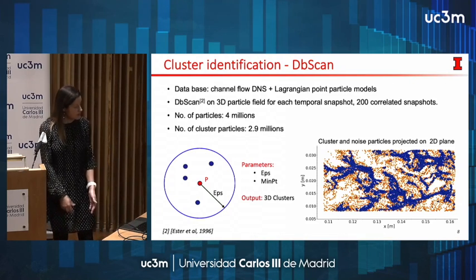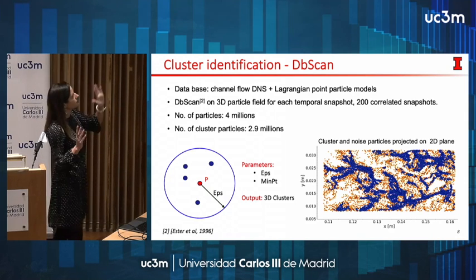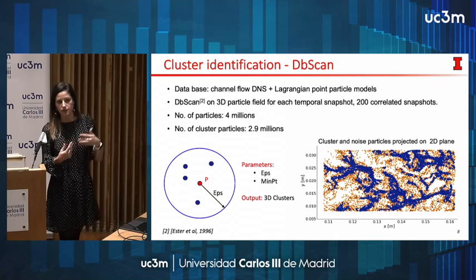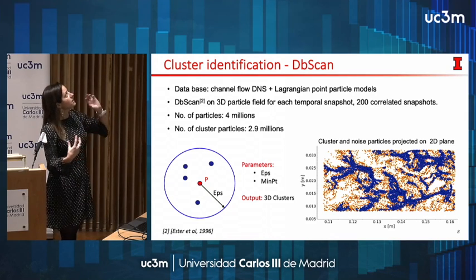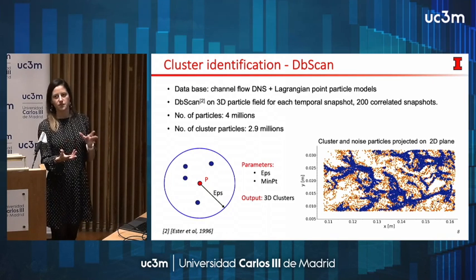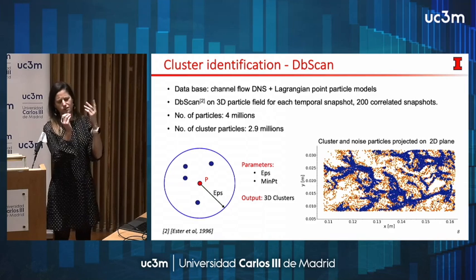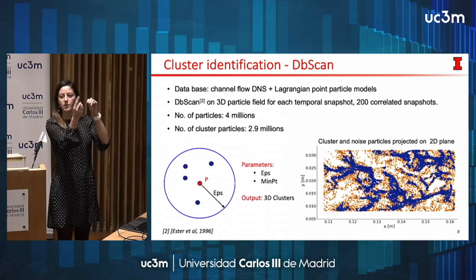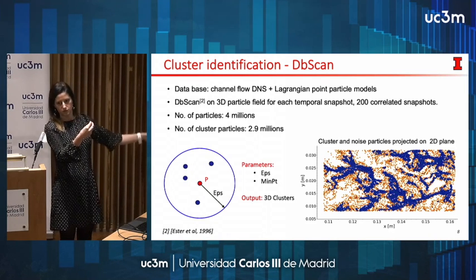So we went that route and we used a method called DBSCAN. I'm going to skip all the details here, we can discuss further. What we did was develop the method and apply DBSCAN to a large data set of DNS simulations with Lagrangian point particle models. So we have about 2,000 snapshots on a 3D domain. In total, per each snapshot, we have 4 million particles, 2.9 million particles identified as clusters, so this is very expensive. We ran our DBSCAN algorithm, which is a function of 2 parameters, epsilon and minimum number of points. What we do is go through all the particles and look in a radius epsilon to see if that particle has a minimum number of points in the surrounding. If it does, it's defined as a cluster particle. If it is not, it goes to the noise.